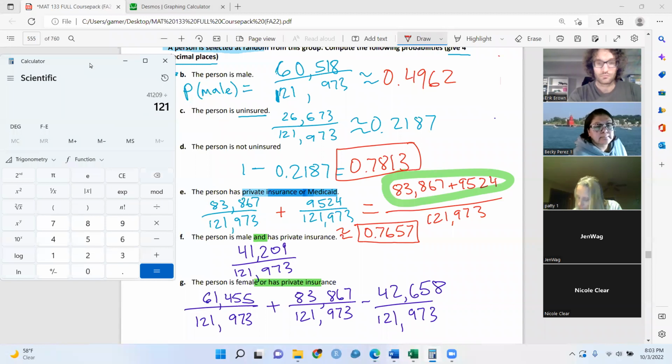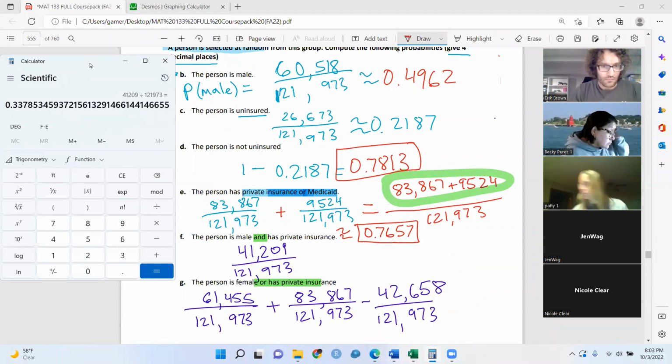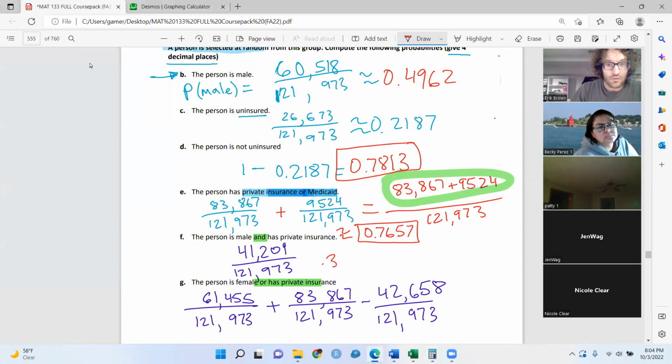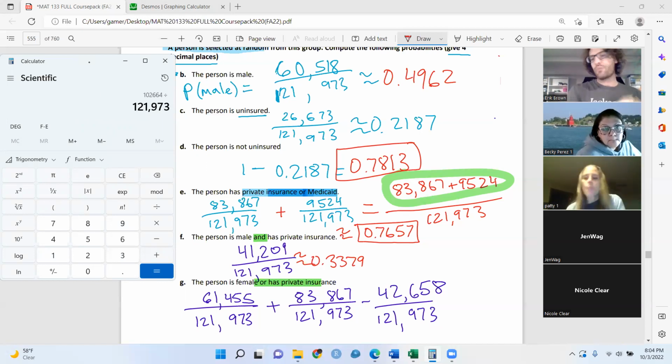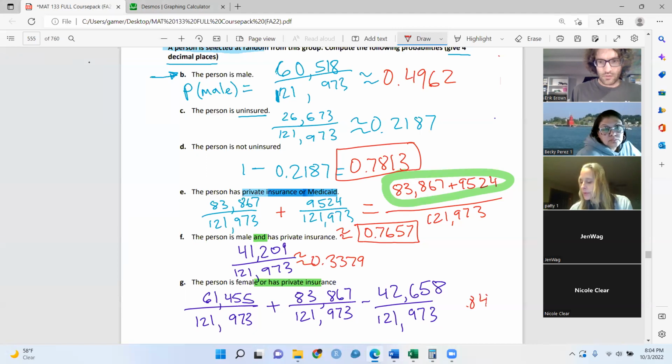Now, before we do the addition and subtraction, we do the division first, correct? Yeah, you can add and subtract the tops and then divide by the 121. So how I'm going to do it in this little junk calculator is I'm going to do the 61,455 plus 83,867 minus 42,658. And that's just adding together all the top values. So there's 102,664 unique options up there. And then I'm going to divide that by the 121,973. That's if you're using a junk calculator. You could type all three fractions in Desmos and it'll spit out this nice decimal, which I encourage you to do.